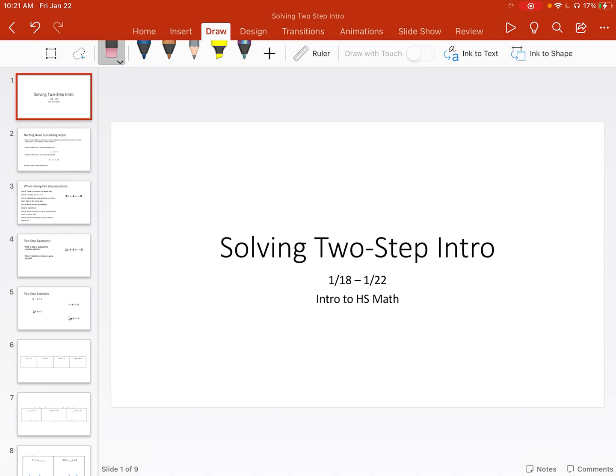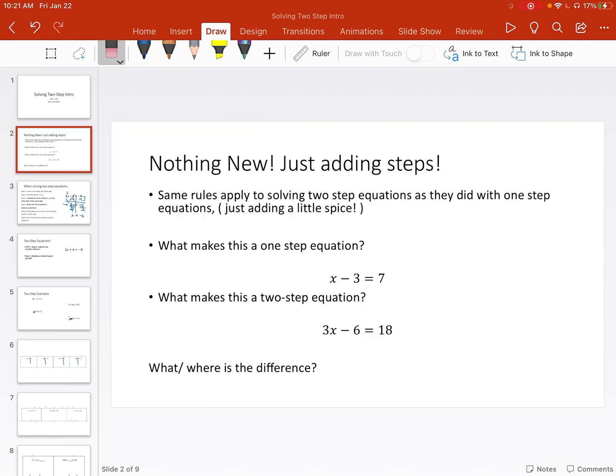Welcome to second semester. The first half of the class, or first day, we looked at solving one-step equations, which again is what we took on at the end of last semester. So now we're going to jump into two-step. Two-step, like its name, is going to require a little bit more steps, and we'll jump right in.